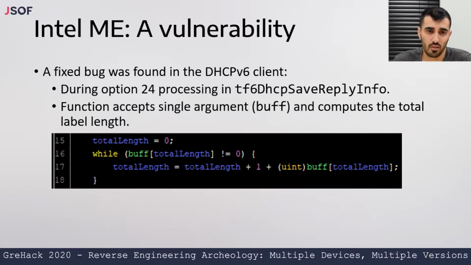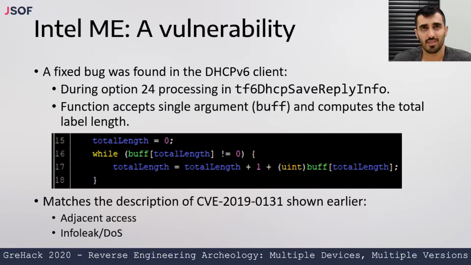You can see in this snippet of code, they iterate over length bytes of a label, and they don't check bounds on the buffer. So this snippet very much feels like the description of the vulnerability we saw before, because it's DHCPv6, so adjacent access, and this out-of-bounds access may cause information leak or denial of service. For example, if we read from an unmapped page.